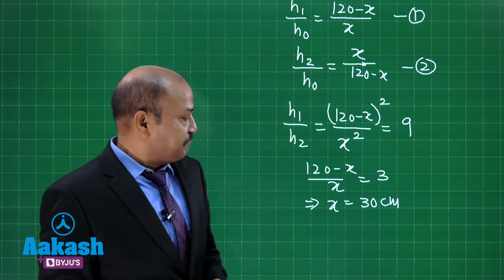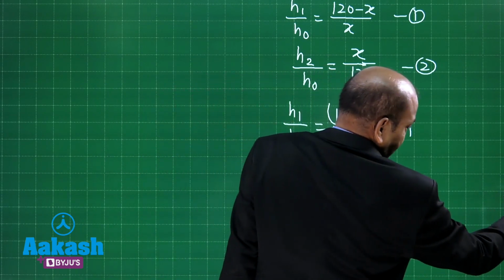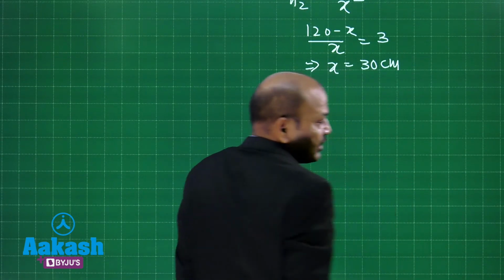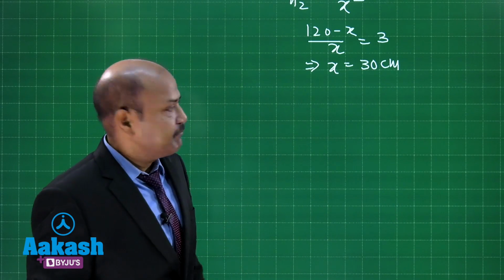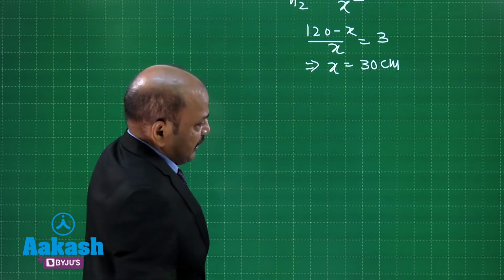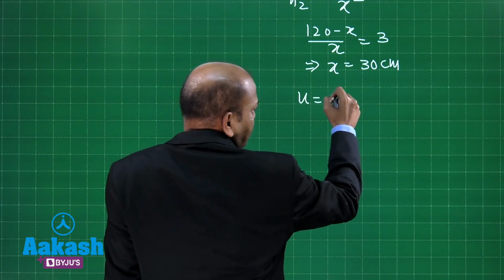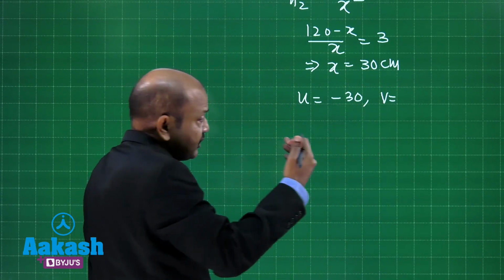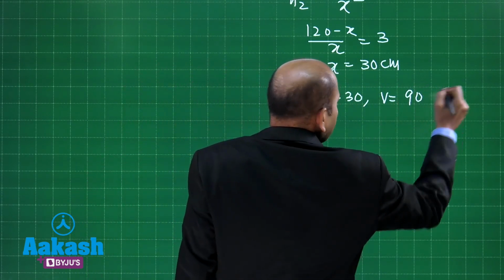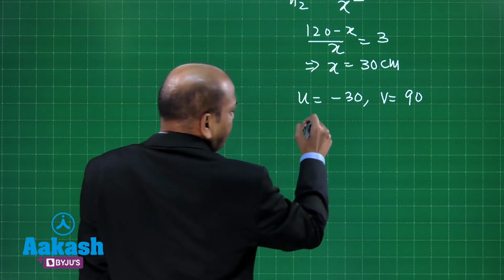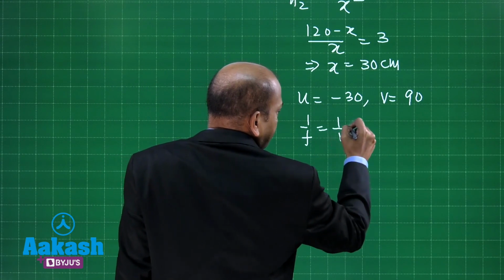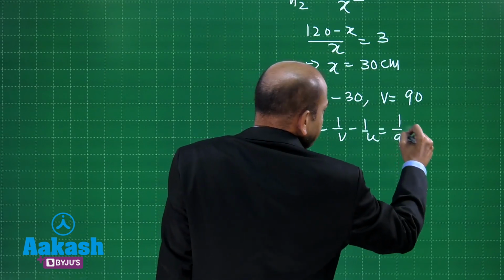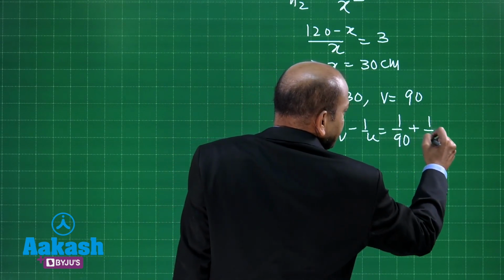The value of x is now known, and we can now decide what the focal length is, and we can also check very easily what the distance between the two positions of the lens is. So, let us consider the first case. u becomes minus x or minus 30 centimeter. The value of v becomes in that case 120 minus 30 or 90 centimeter, and we can apply the lens formula. 1 by f is equal to 1 by v minus 1 by u. That will give us 1 by f is equal to 1 by 90 plus 1 by 30.